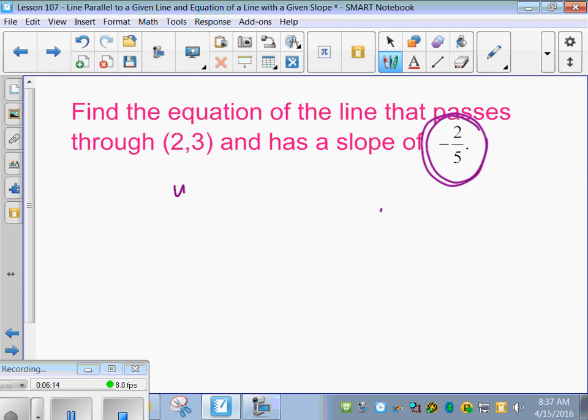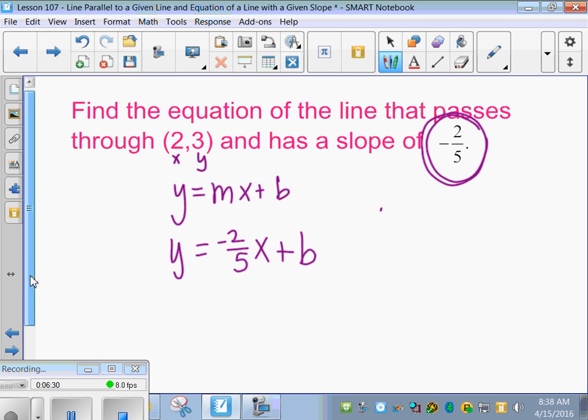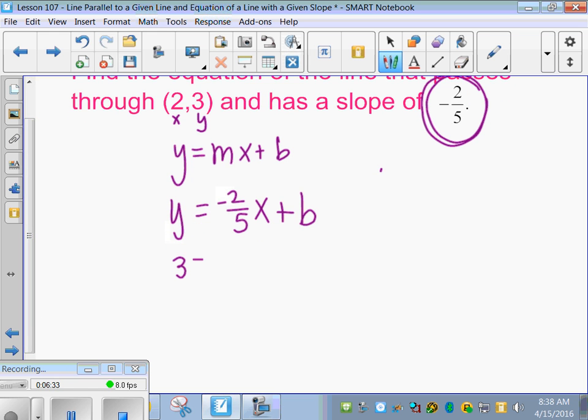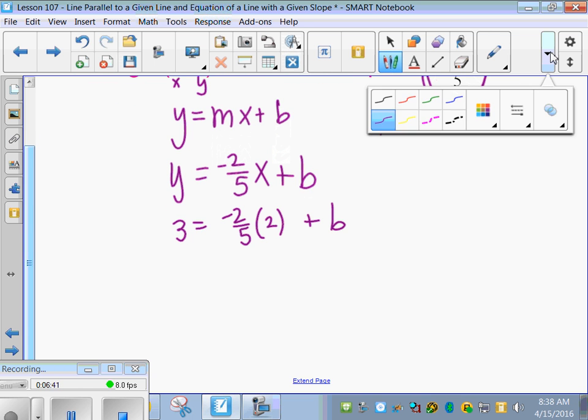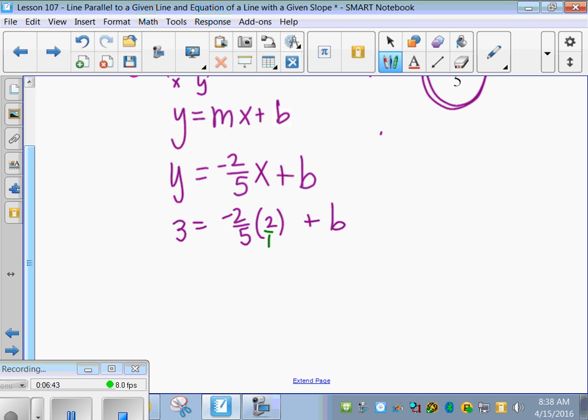So all I have to do is y equals mx plus b. First we plug in the m, which is the negative 2/5 that they already gave us. So it saved us some time right there. And now we just plug in the x, y coordinate that they give us. So 3 goes in for y, 2 goes in for x. Same thing as last time. You want to put that whole number over 1 and then multiply top to top, bottom to bottom, so you get negative 4/5.